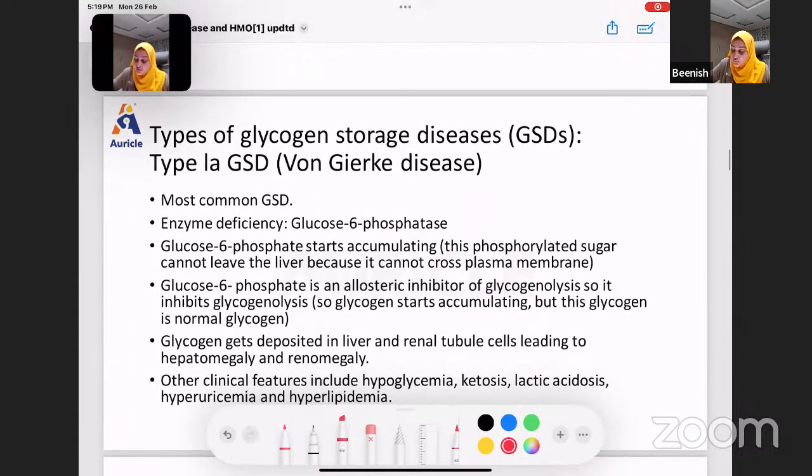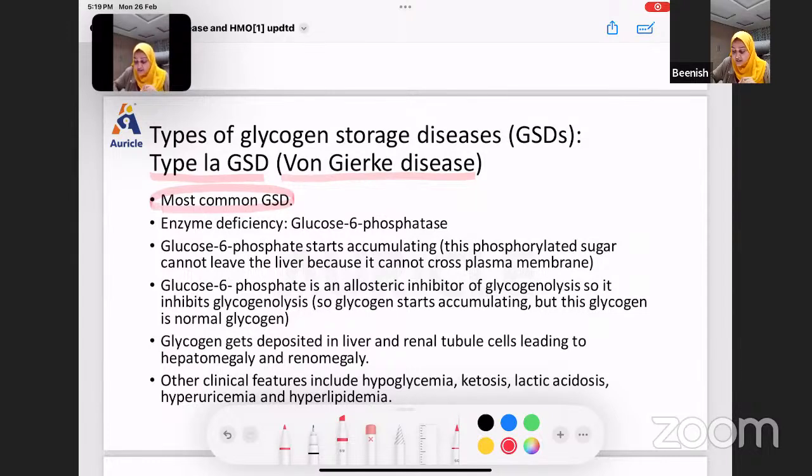Now your glycogen storage diseases have been categorized into various types. So we'll take each type in detail one by one. Talking about type 1, your type 1 is again subcategorized into two, 1A and 1B. We'll see what's the difference between the two. Your type 1 glycogen storage disorder is also known as von Gierke's disease, and this is the most common glycogen storage disorder, and it is also the most asked. So it is important from both the aspects.